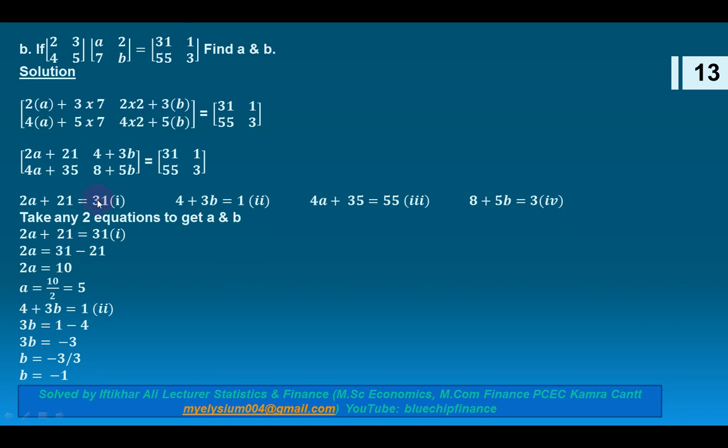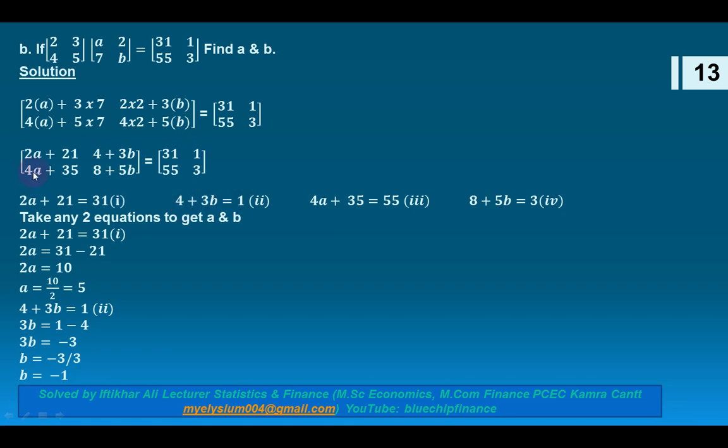Now we equalize the elements. This is the first matrix and that is the second matrix. So the first element of the first matrix is 2A plus 21 and the first element of the second matrix is 31. So it means that 2A plus 21 equals 31. Now we go to the second element, and that is 4 plus 3B. And what is the second element in matrix number 2? That is 1. So 4 plus 3B equals 1.